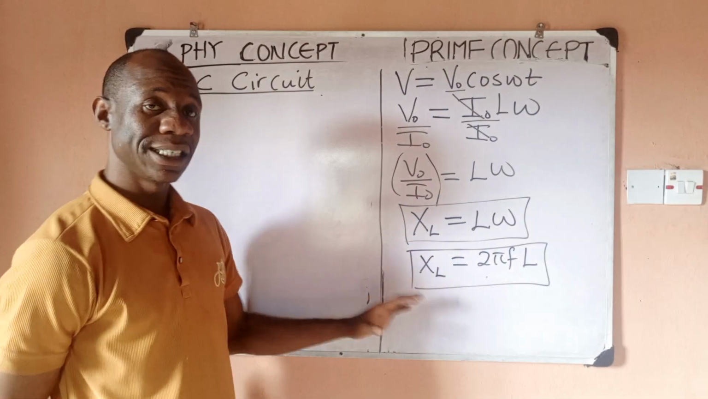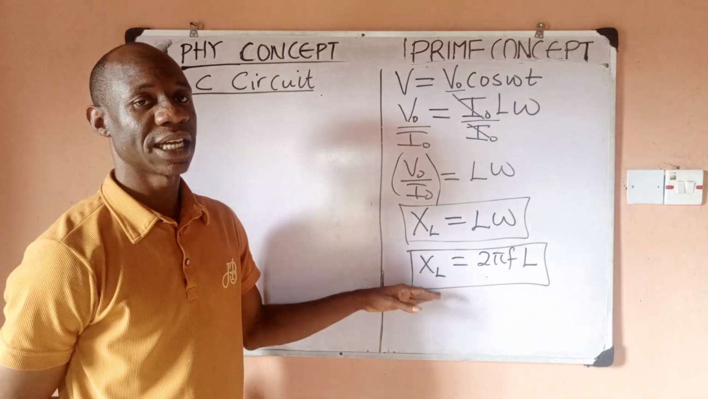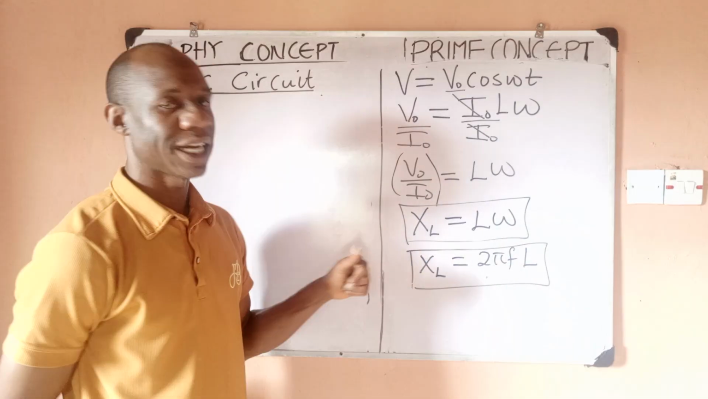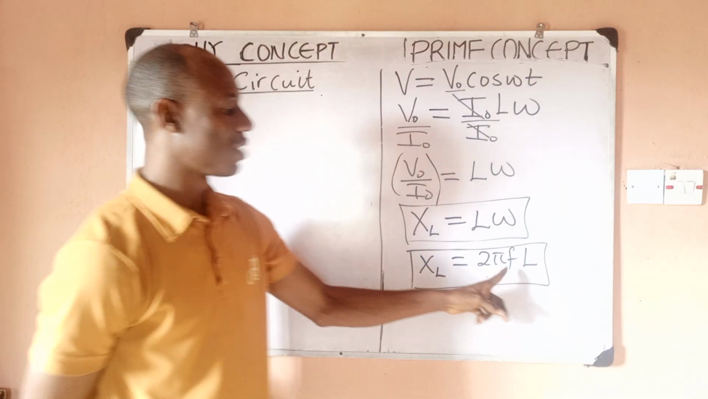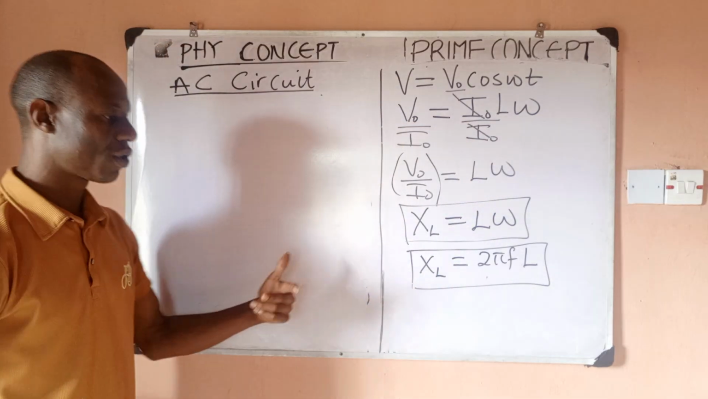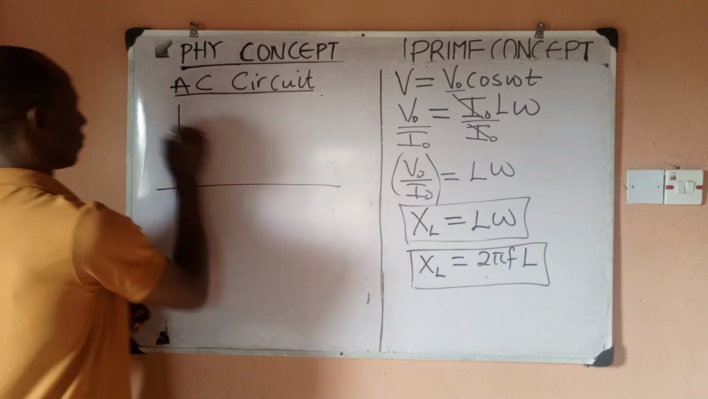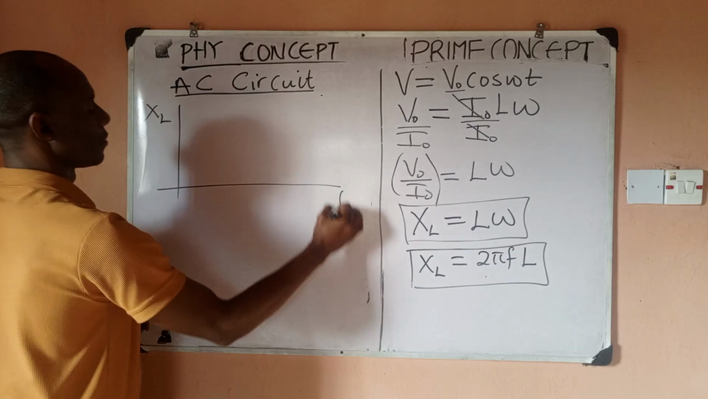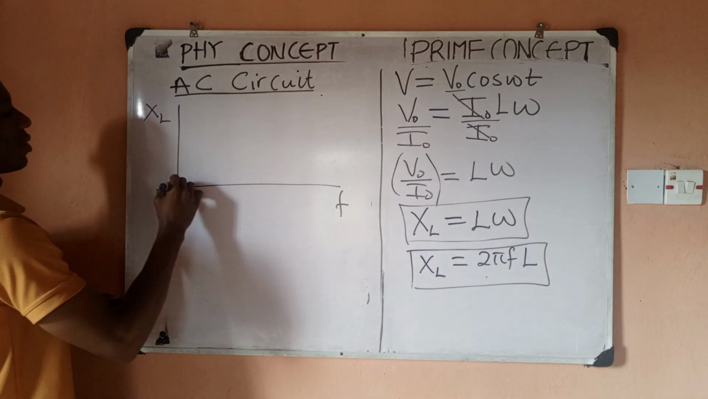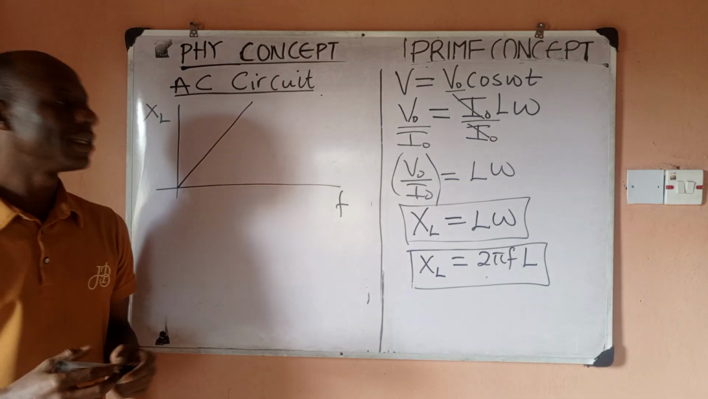So meaning that in this particular case, when frequency increases, your inductive reactance would also increase. When frequency decreases, your inductive reactance would decrease. When frequency is zero, your inductive reactance would be zero. So these are points you should note. And the graph for XL against frequency would be a linear relationship that starts from the origin. So this is what you would have as the graph of XL against f.